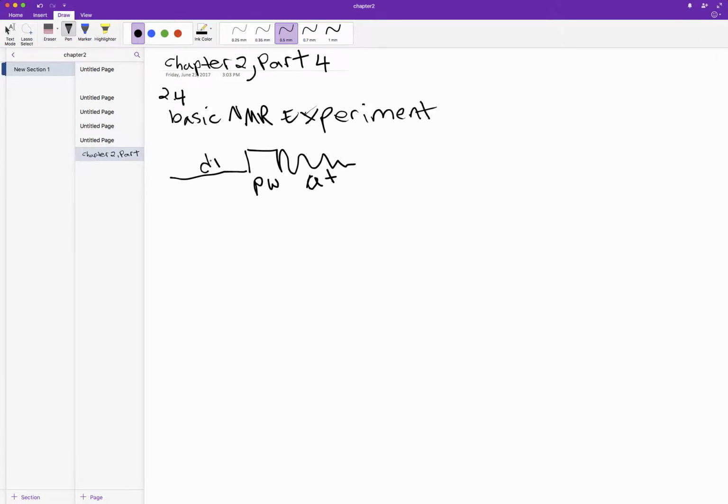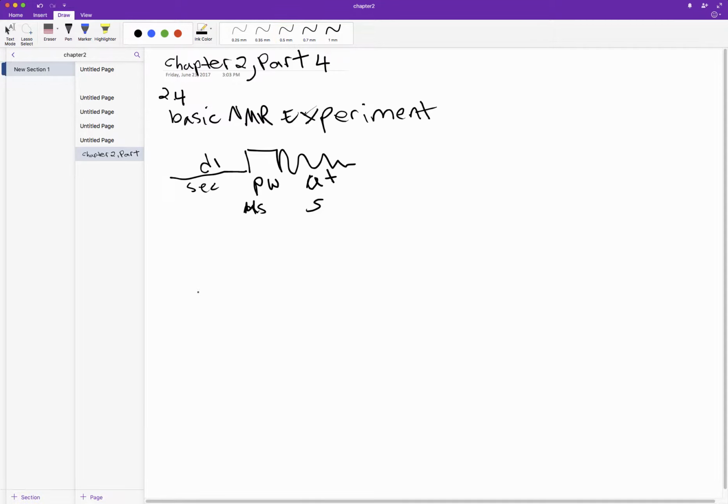And these are all times. D1 is the time in seconds, PW is in microseconds, and acquisition is a time again in seconds.